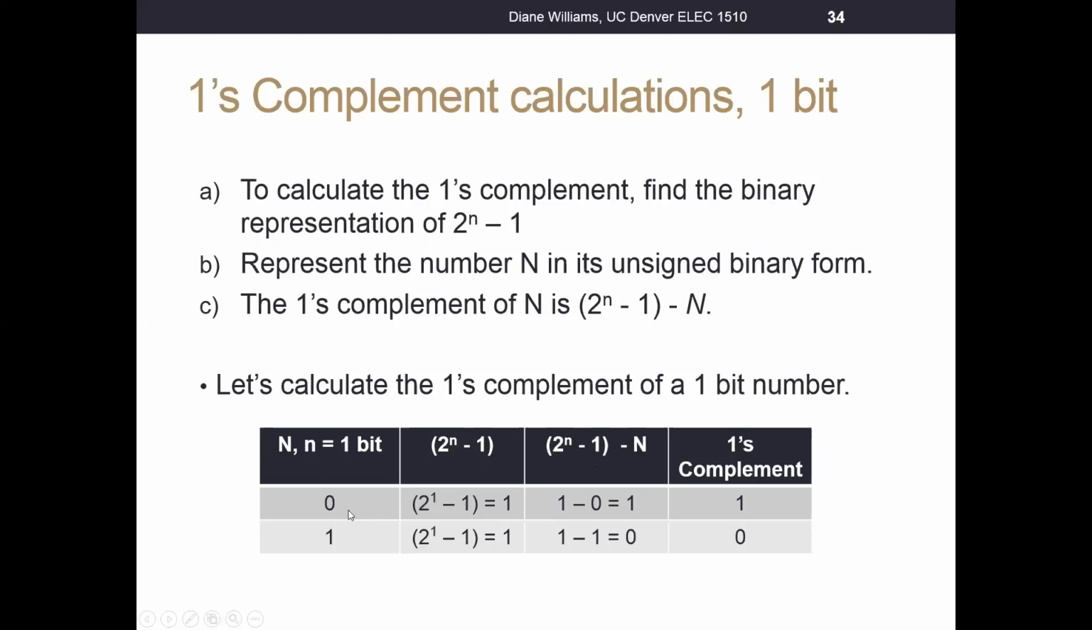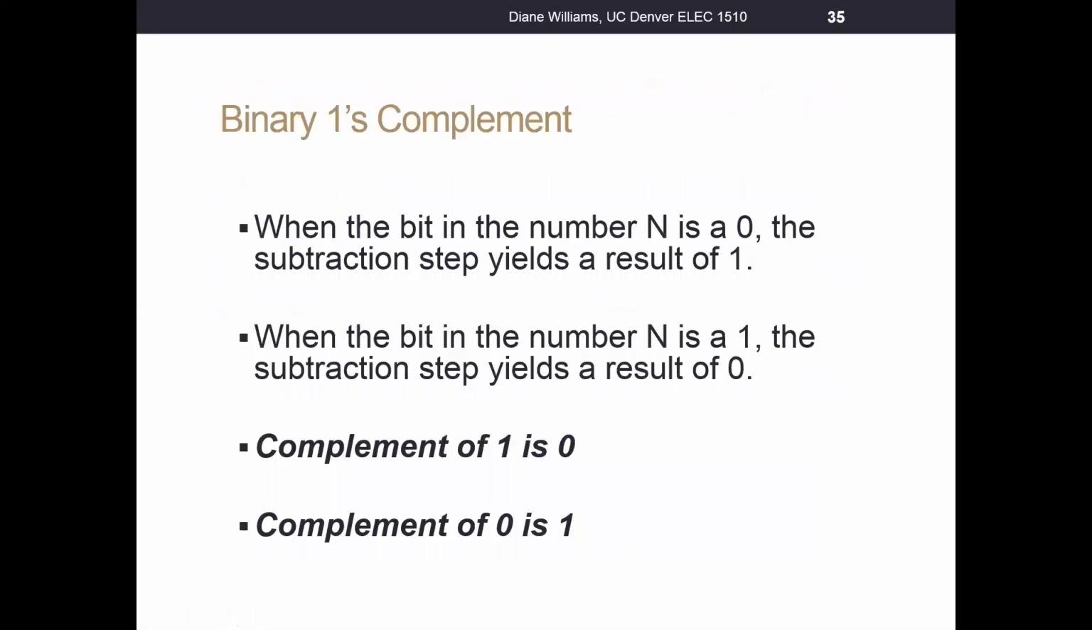So we found that the binary 1's complement of 0 is 1. The complement of 1 is 0, right? And that makes sense because there's only 2 possibilities, right? When you have 1 bit in a binary system, it can only take on the number 0 or 1. So the complement of 0 is 1. The complement of 1 is 0. We'll use this idea for the rest of the semester in terms of complements.